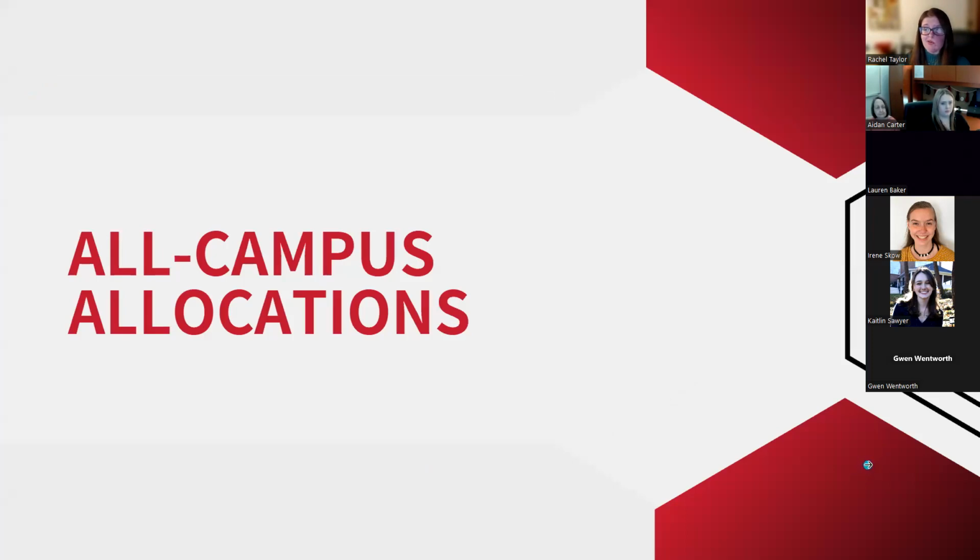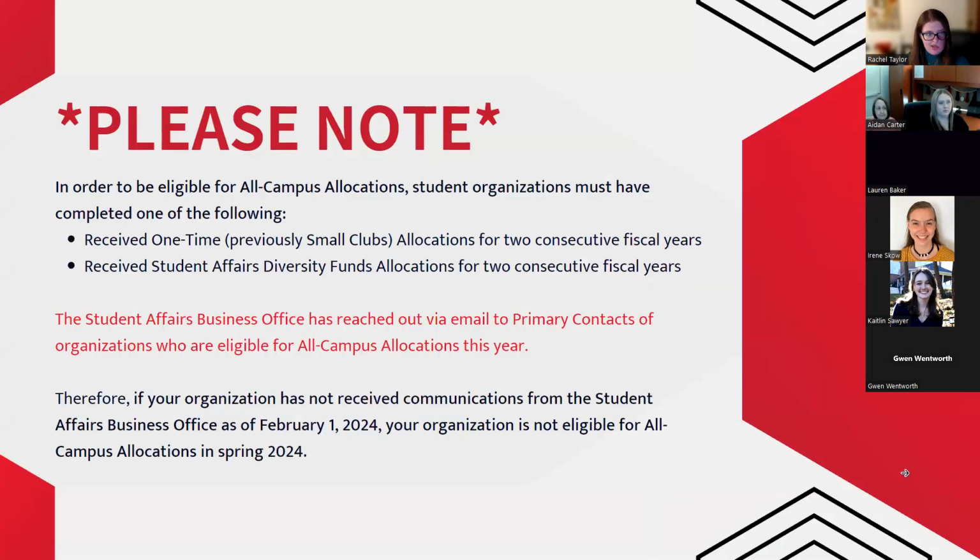Okay, I have talked through a lot of information, and Lauren has spoken to us about one-time allocations. I'm going to pass the mic over to some experts from the Student Affairs Business Office to talk through all campus allocations. Before we introduce them, I do want to note again, whether you're joining us live today or watching the recording after this, please know that in order to be eligible for all campus, student organizations must have completed one of the following: receiving one-time allocations for 2 consecutive fiscal years, or receiving Student Affairs diversity fund allocations for 2 consecutive fiscal years.